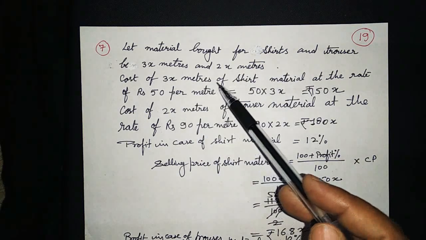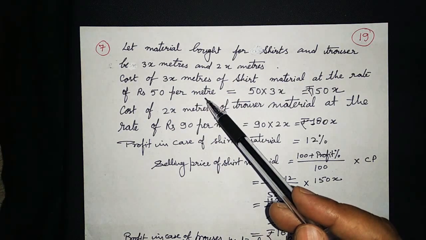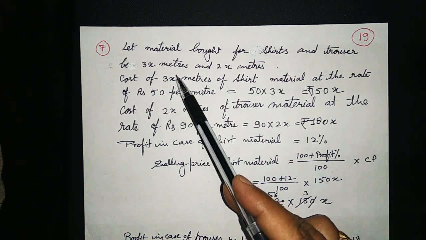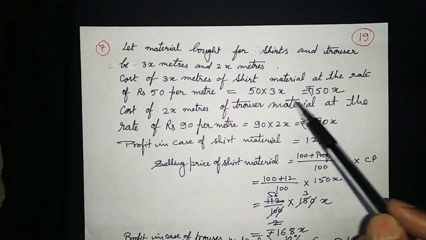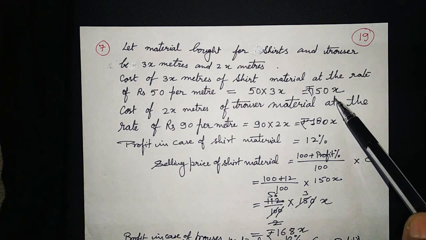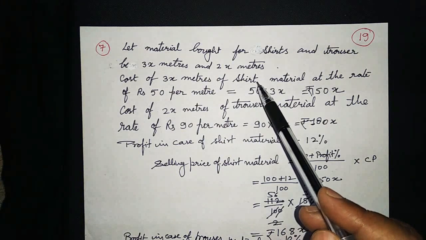Cost of 3x meters of shirt material at the rate of ₹50 per meter is equal to, what we will do? We will multiply 3x and 50. Then how much will come? ₹150x is the amount for 3x meters of shirt material.